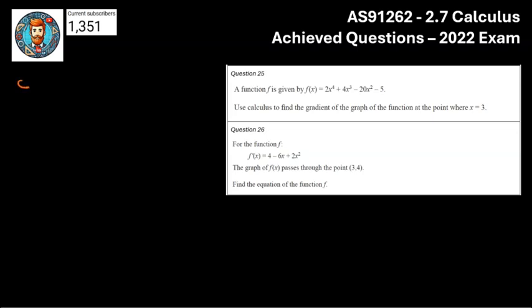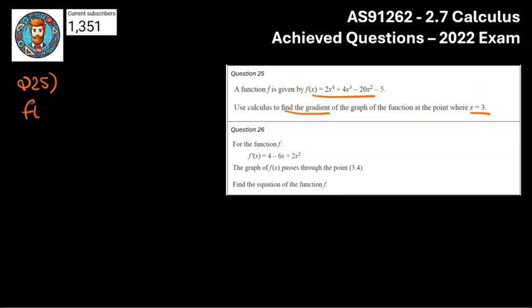So let's get into the first, question 25. There's only 3 achieved questions in this exam, so you needed to make good progress in the merit stuff to pass. But we've been given a function here, and we've been asked to use calculus methods to find the gradient when x is equal to 3. So what that means is we need to find the gradient function through differentiation, and then we need to substitute in x equals 3. So let's do that first.